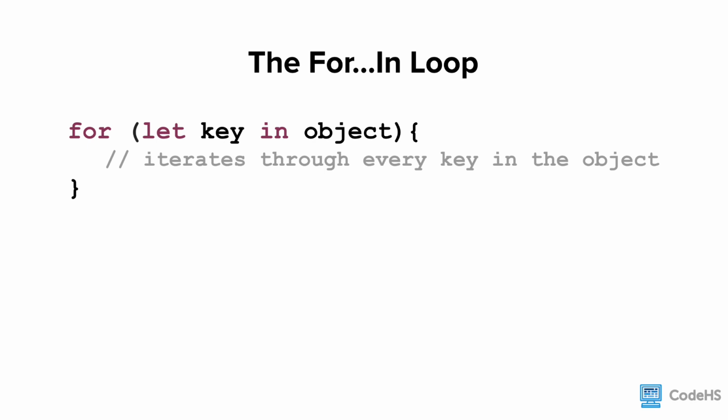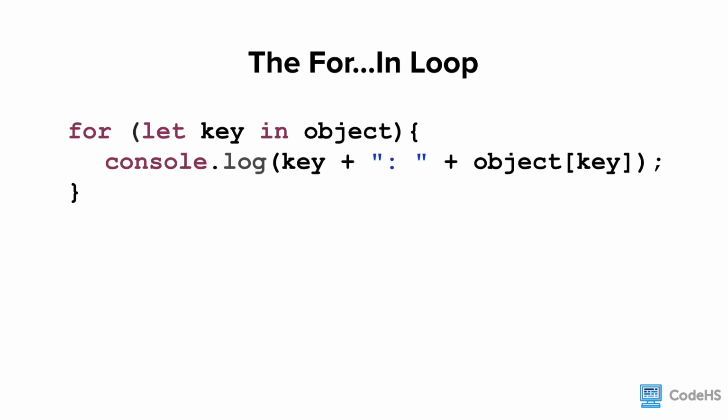For example, if you wanted to print out every key value pair, you might have something that looks like this, which prints the key and then the value associated with the key using bracket notation. In this case, you have to use bracket notation because the key's value is inside of the variable called key.